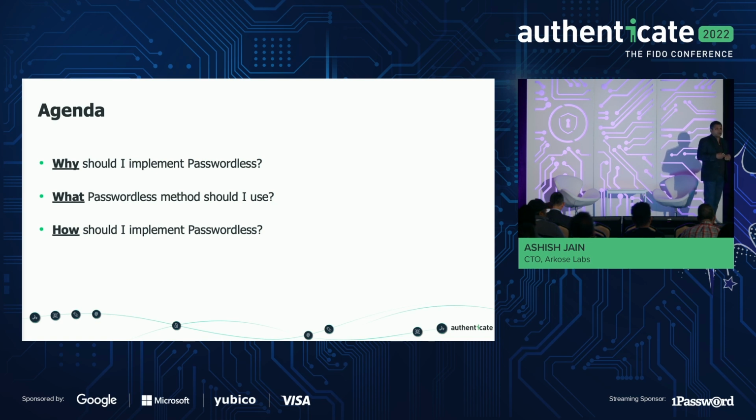The third part is how you should implement passwordless. It is very easy to agree on the current state that we are in. It's also easy to agree on the end state where you want to be. The challenge is how to get from where I am to where I want to get to. What are the different milestones? How do I measure success across those milestones? And what are the challenges I should be prepared for? I want to walk you through some of that experience as we rolled out multiple authentication methods in my past.